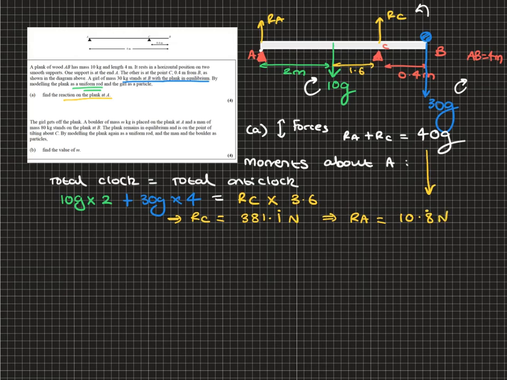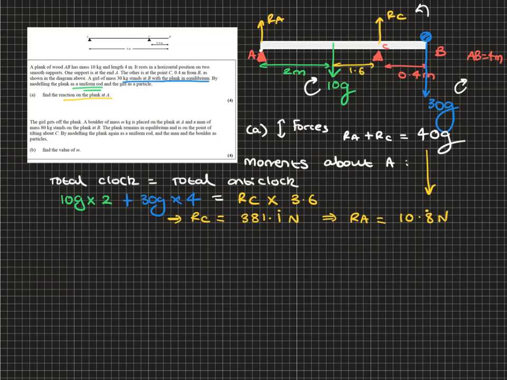It's interesting to note that the reaction force at A is only about 11 newtons, but the reaction force at C is close to 400 newtons. Now, why is that? That's because C is much closer to where the girl is standing on the plank, which means that RC has to be larger to counterbalance the girl and to ensure that the plank stays in equilibrium. A is a lot further, which is why the reaction force of the pivot at A is a lot less.